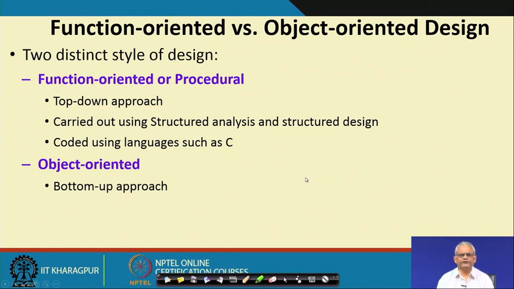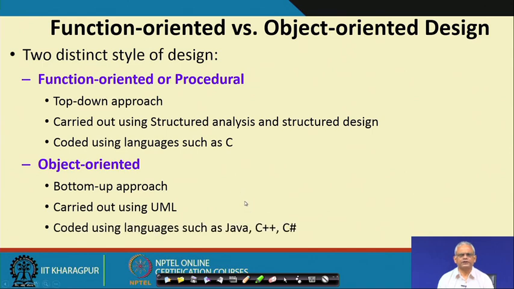So, this is a big difference: function oriented is a very intuitive, top down approach, and object oriented is a bottom up approach. We start with objects and build from there, and we will use the UML notation to do the object oriented design. That is, as soon as we complete the procedural design, we will get started with the object oriented design. And once we have the design ready, then this can be easily coded in a language like Java, C++ or C#.